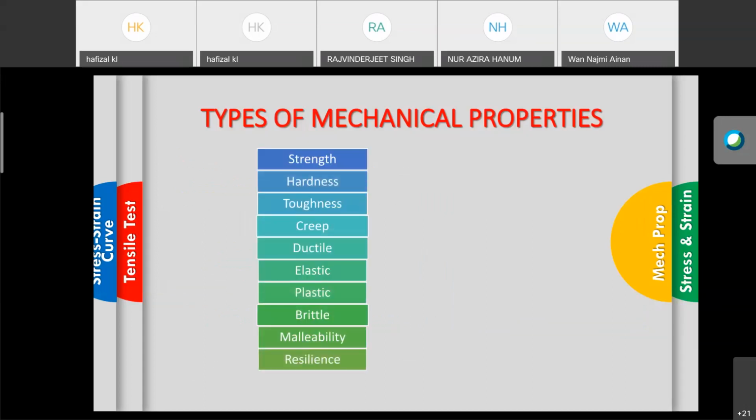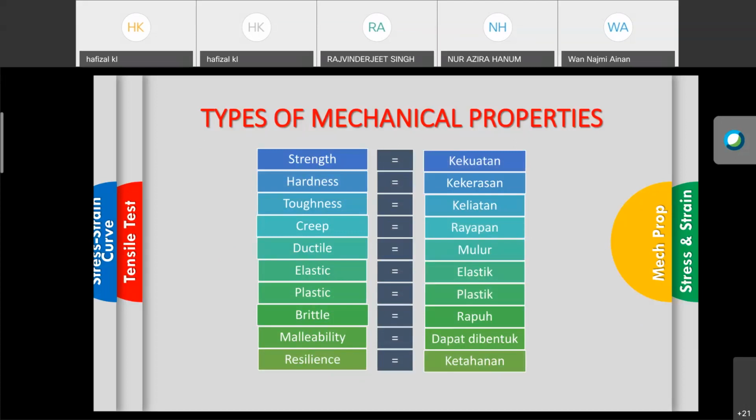So there are 12 mechanical properties, and maybe it helps to understand them in Malay. Strength is basically kekuatan. Hardness is kekerasan. Toughness is kelihatan. Creep is rayapan. Ductile is mulur. Elastic is the same as the English word, and plastic is plastic. Brittle is rapuh. Malleability is being bendable, something like that. And resilient is ketahanan. So there are 12 mechanical properties.